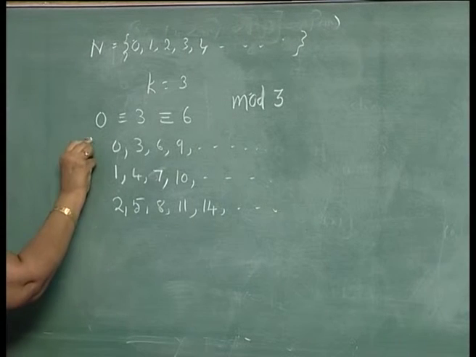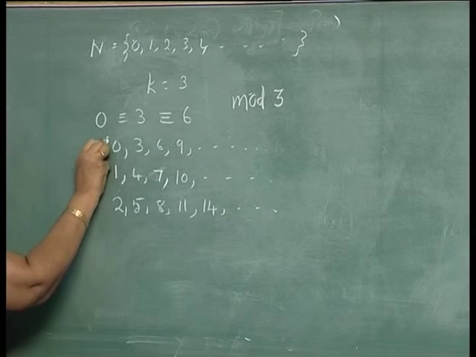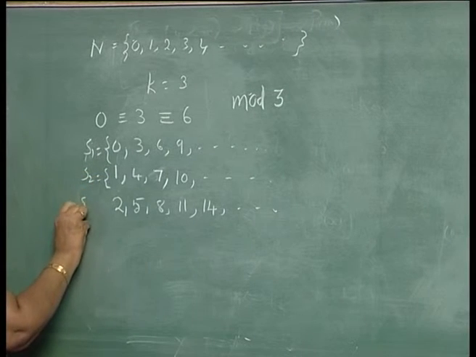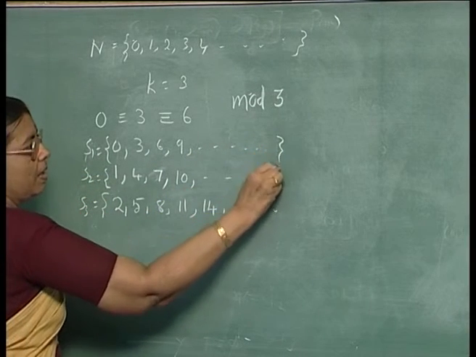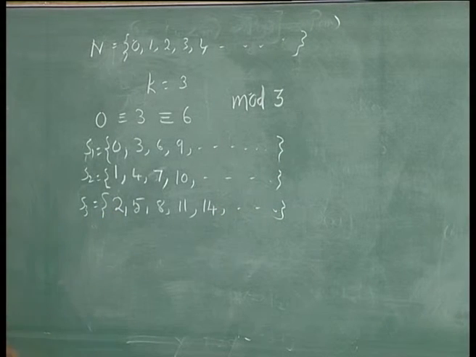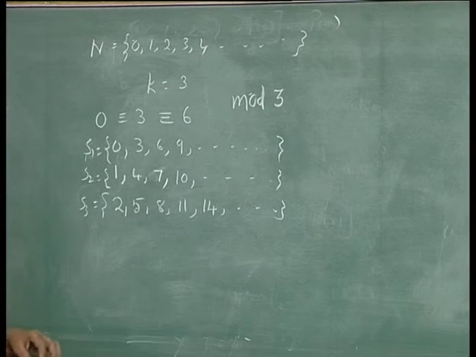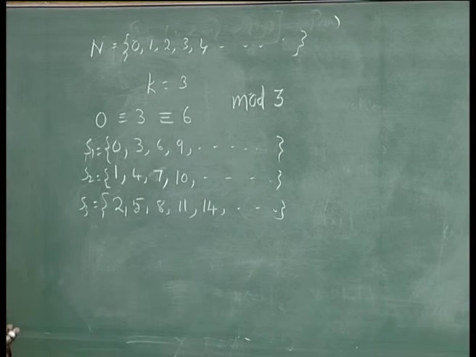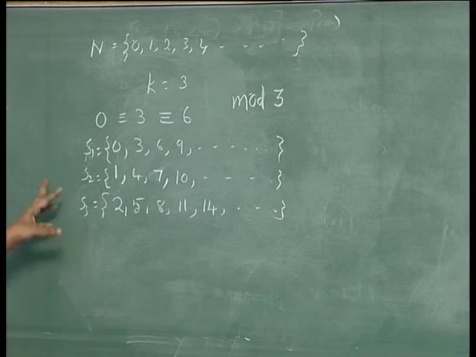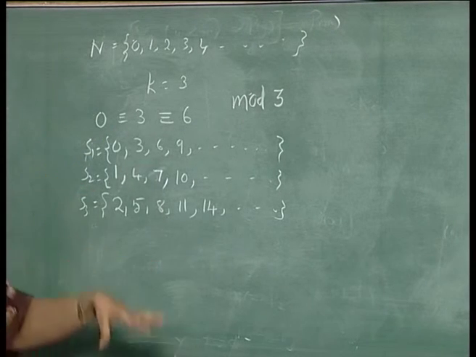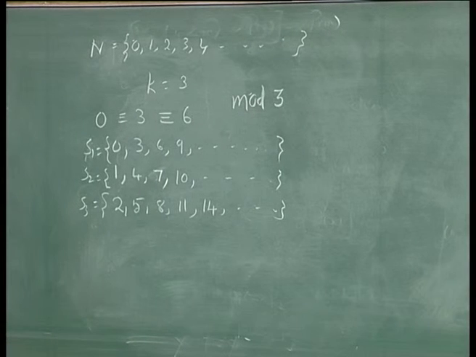S1, S2, S3, and the elements in any one of them are equivalent to each other. Similarly, you can define mod 5, mod 4, any number you can take and define this modulus equivalence. Here, 3 is called the modulus of equivalence.